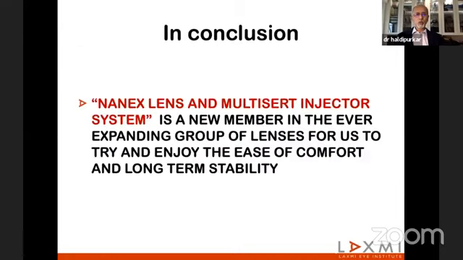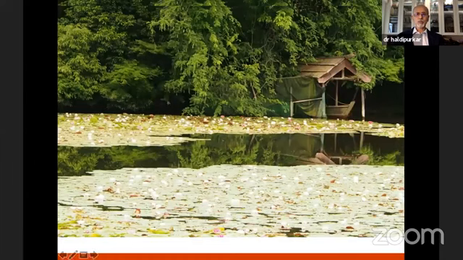So in conclusion, the Nenex lens and multi-cert injector system is a new member in the ever-expanding group of lenses for us to try and enjoy the ease of comfort and long-term stability. Thank you so much.